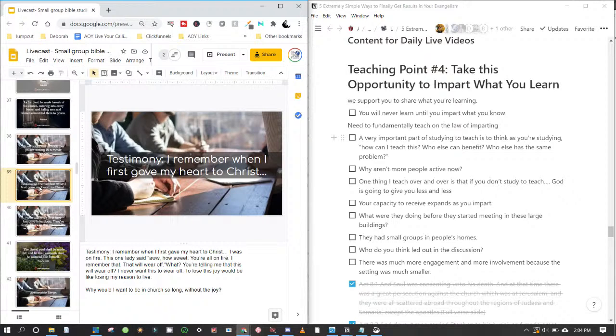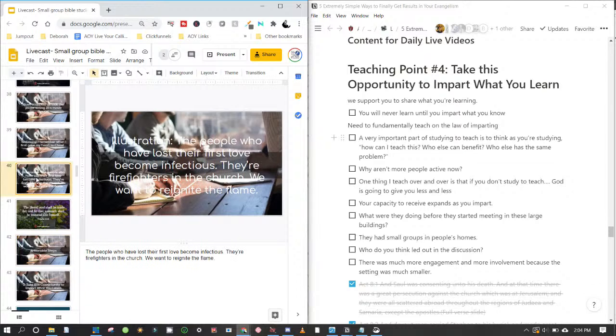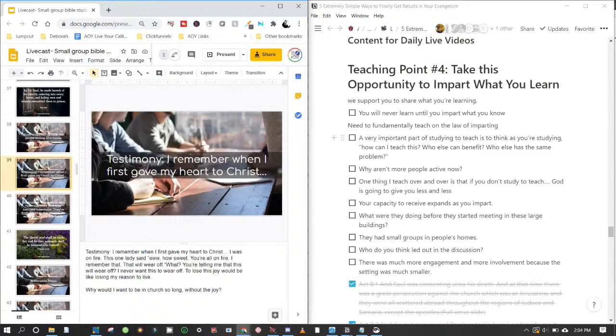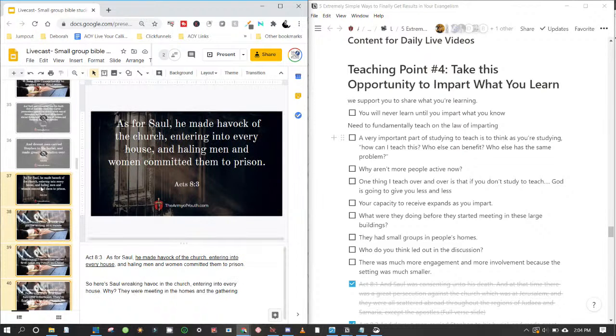It's on fire. That's when they say, "Oh, how sweet, you're on fire." Oh, we're out. This is under evangelism. The liberal soul shall be made fat. Actually, we can move all of this.